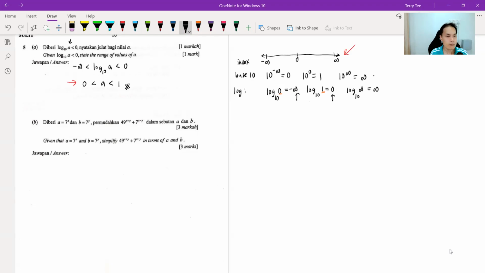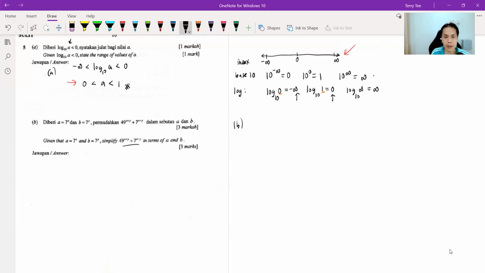All right. Second one, given that A is 7 power x, B is 7 power y, you're supposed to simplify 49 power x plus y plus 7 power x minus y in terms of A and B. Okay, so this is on indices. This is the answer for part A, answer for part B. I prefer to do it over here.